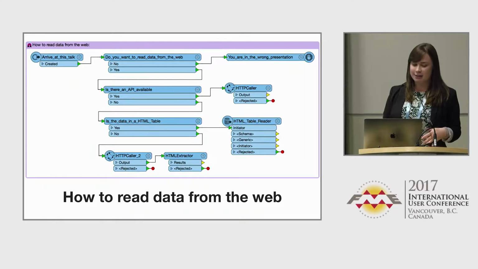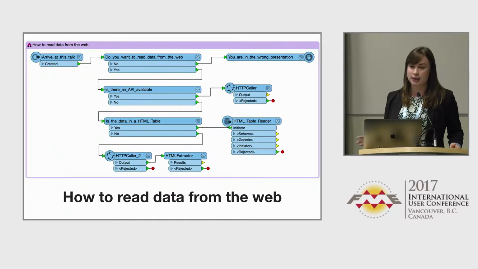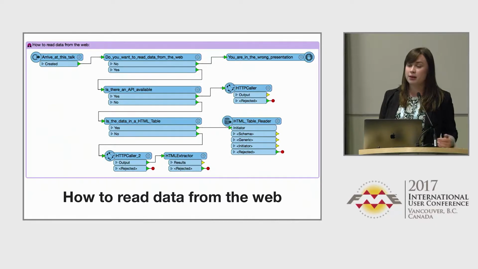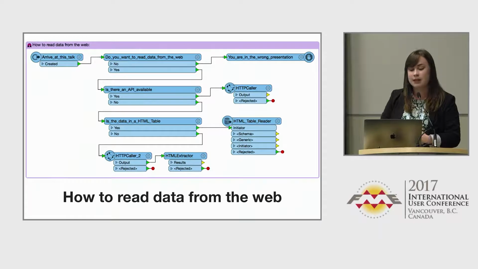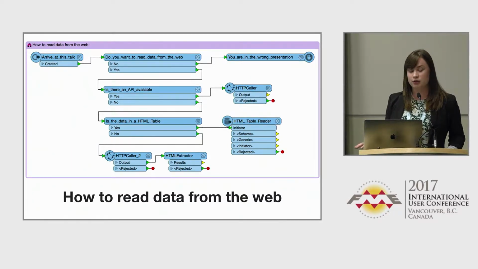But if that's good and you're all in the right place, the first thing to have a look at is if there's an API available. Because if there's an API available, you can use the HTTP caller to make different HTTP requests against those different web services. If there isn't an API available, you might find the data on a web page is inside a table. So new in FME 2017, I believe, the HTML table reader can now be used to extract that information as a table. You just put in the URL. And then if there isn't an HTML table available or an API, then you want to start having a look at the HTTP caller and the HTML extractor to try and extract that information out.